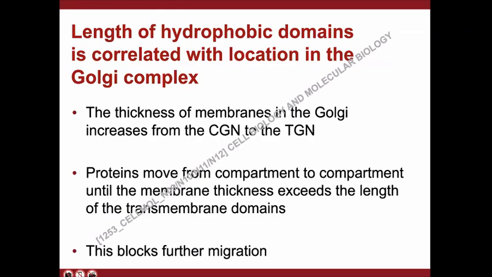And among your Golgi specific proteins, there is a corresponding increase in the length of hydrophobic membrane spanning domains going from your CGN phase to your TGN phase. And these proteins tend to move from compartment to compartment until the thickness of the membrane exceeds the length of their membrane spanning domain, hence blocking further migration.